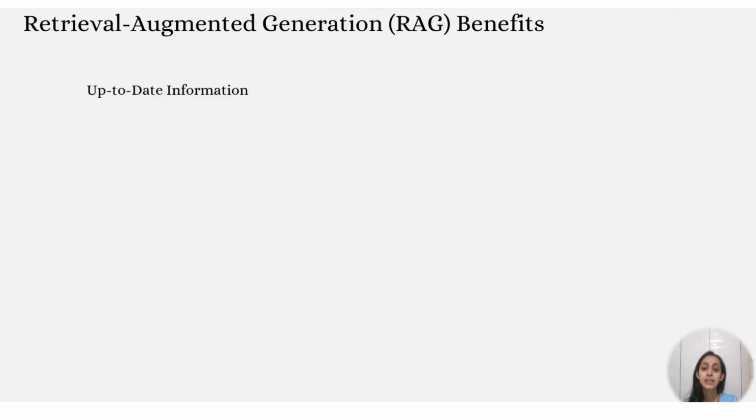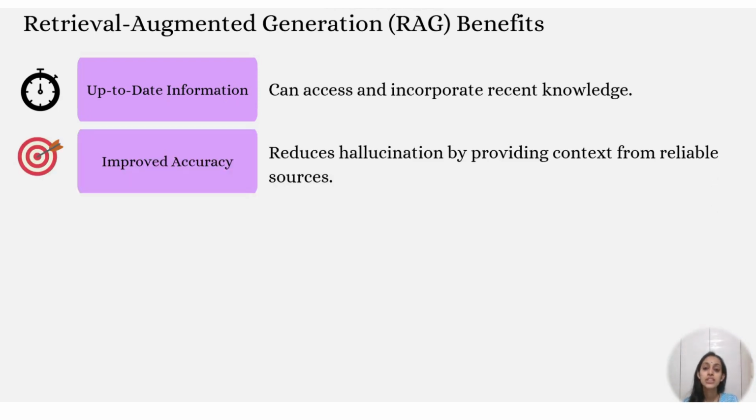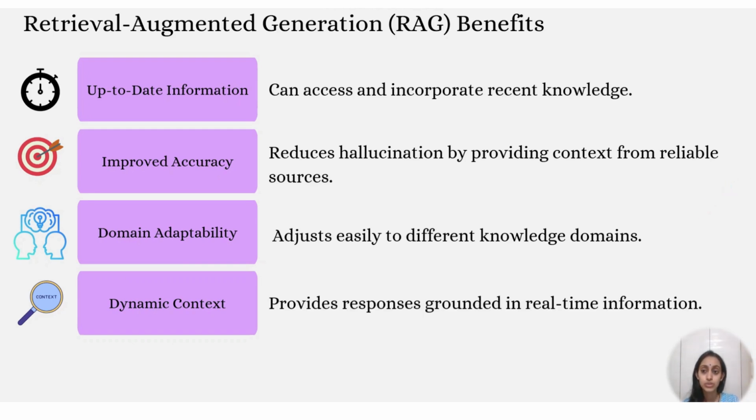Now, what are the benefits of using the RAG approach? It allows us to inject real-time, up-to-date information into the language model, which in turn improves the accuracy of the language model as we have given context, and it reduces hallucination. And it can adapt to our domain with dynamic content that we are giving in the form of external knowledge. So this is the RAG approach.